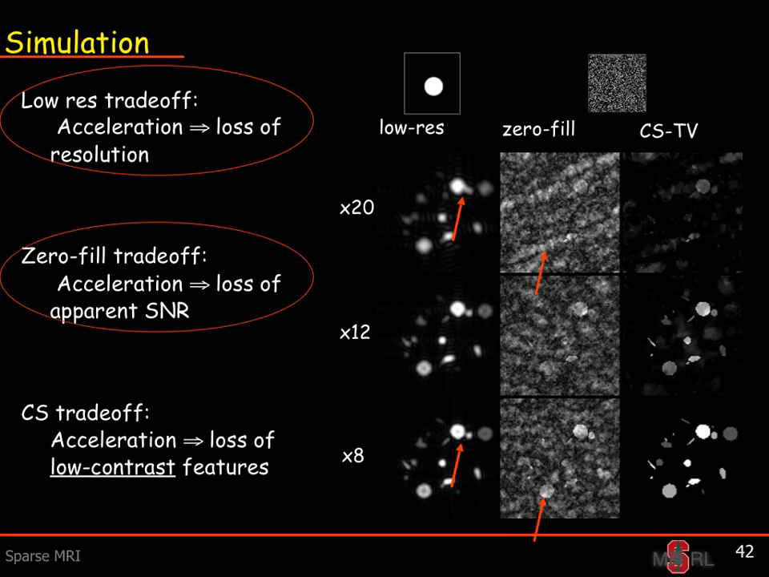The trade-off again with zero filling is the loss of apparent SNR, right? So you have, for example, in the 20x case, features that are completely washed out that then appear at lower acceleration factors. Whereas in the CS case, you have loss of low contrast features. So a darker feature here, for example, may not make it past the threshold for CS reconstruction at higher acceleration factors.